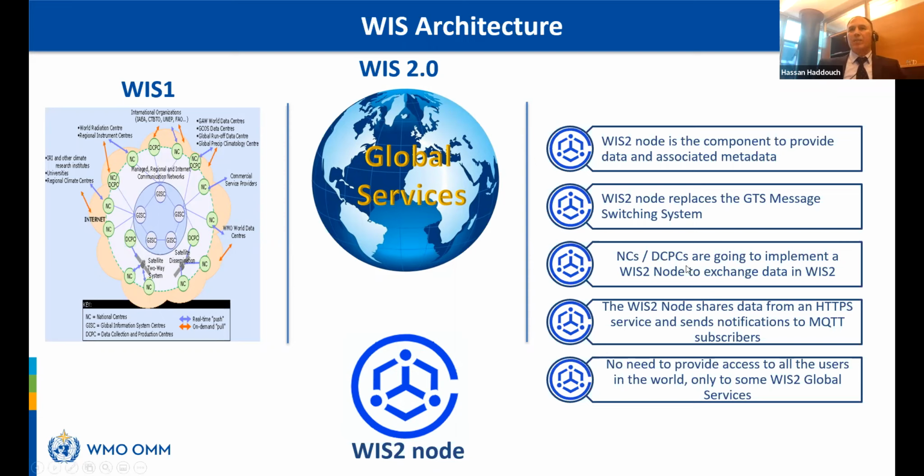All national centers and DCPCs are going to implement WIS 2 node to exchange data in WIS 2. And we are using web services, HTTPS, not FTP, as is the case for WIS 1 and GTS. And the WIS 2 node now needs to provide access to all the users in the world, but only to some of the WIS 2 global services. The global services subscribe to the WIS 2 node, and then they will receive notification of new data. And they know from this notification how to access the data and how to download, and they download the data from the WIS 2 node. This is the concept of WIS 2.